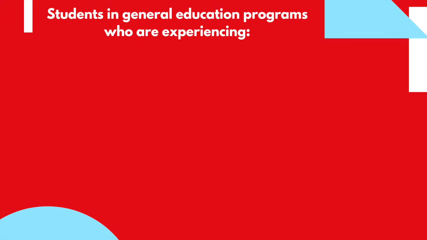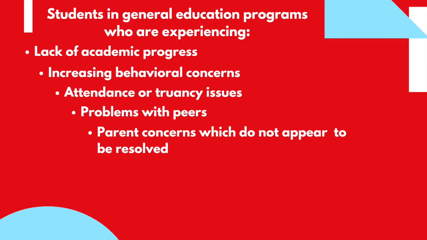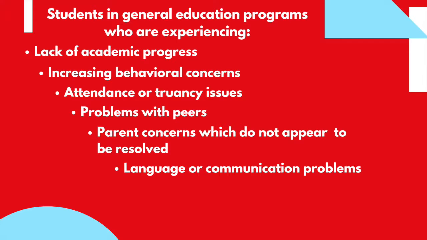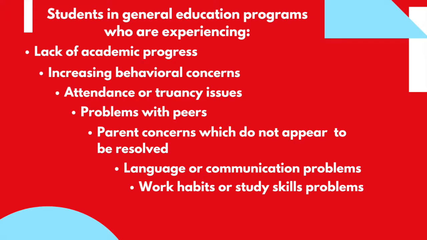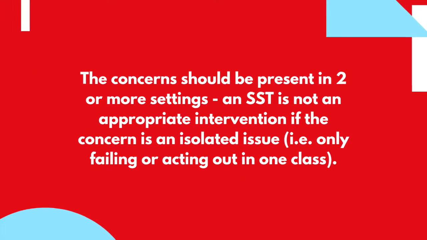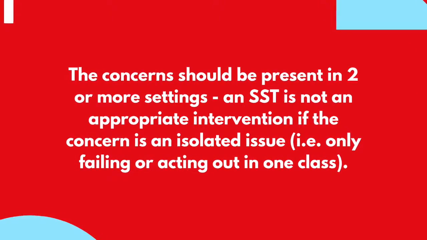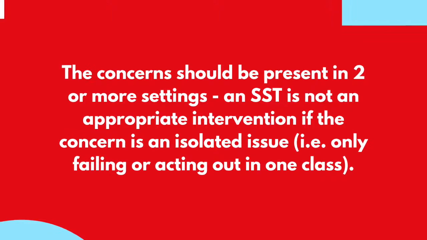Students in regular education programs who are experiencing lack of academic progress, increasing behavioral concerns, attendance or truancy issues, problems with peers, parent concerns which do not appear to be resolved, language or communication problems, work habits or study skills problems, lack of success in previously attempted interventions. The concern should be present in 2 or more settings. An SST is not an appropriate intervention if the concern is an isolated issue, i.e., only failing or acting out in one class.